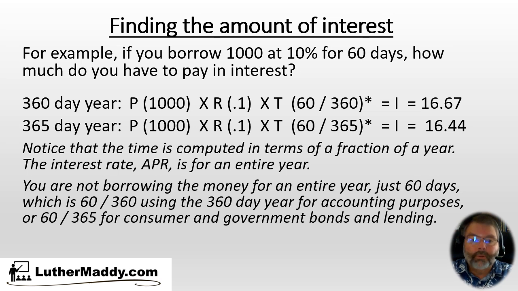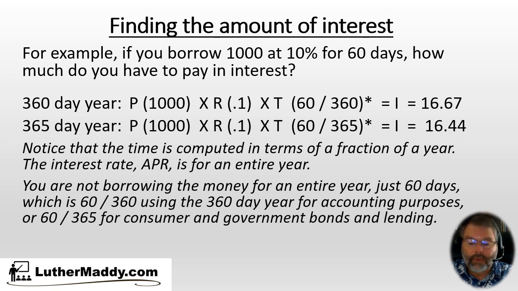So the principal, P, is $1,000. The rate is 0.1. The time is 60 divided by 360 because we didn't borrow it for a whole year. We only borrowed it for 60 days out of the 360. So the interest using a 360-day year would be $16.67. Now, if we're using a 365-day year, the only thing that changes, of course, is the time.